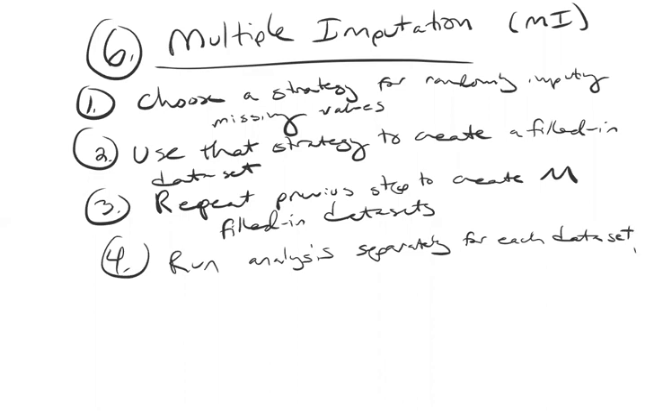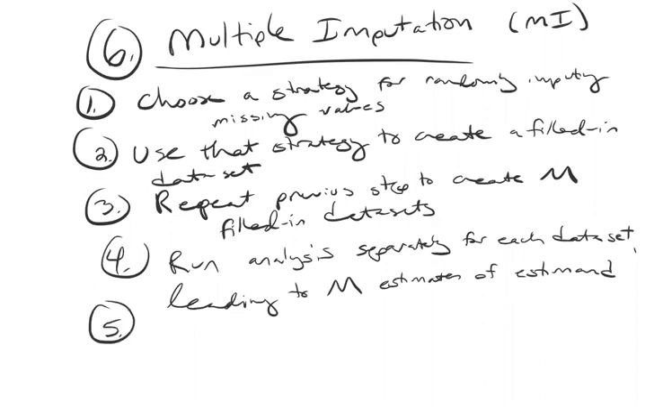So maybe you're trying to estimate some slope parameters. Now you have 1,000 different estimates of that slope parameter, right? So you do this and it leads to M estimates of your estimand. Whatever your plan is for estimating your estimand, now you've done it M times. You have 1,000 different values. Your overall estimate of your estimand is the mean of these m separate values.